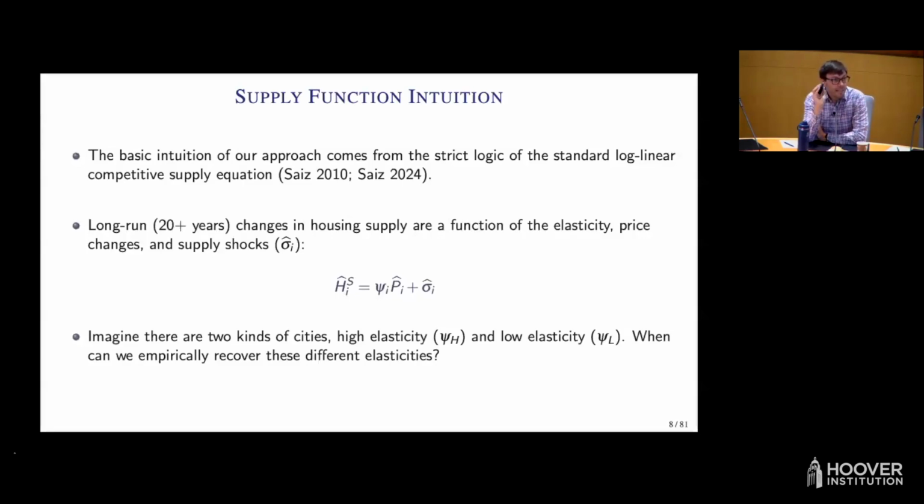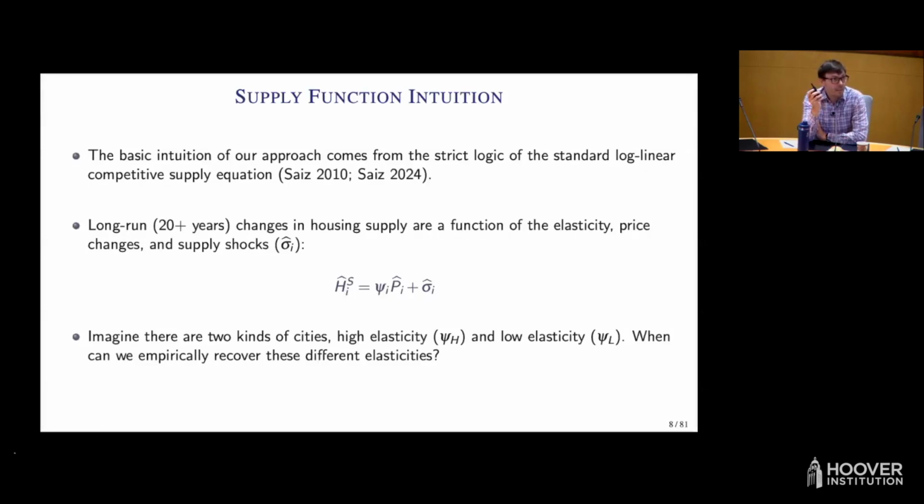Now, we're going to imagine there are two types of cities. This is going to make our exposition simple. There are the cities where supply is super elastic, so that's going to be your cities in Texas, your Austin, your Houston. And then you're going to have low elasticity cities like San Diego and San Francisco. And we'll ask, when can we recover those different elasticities?